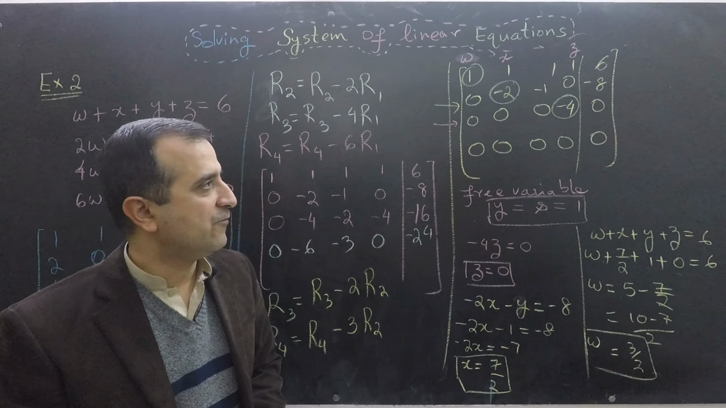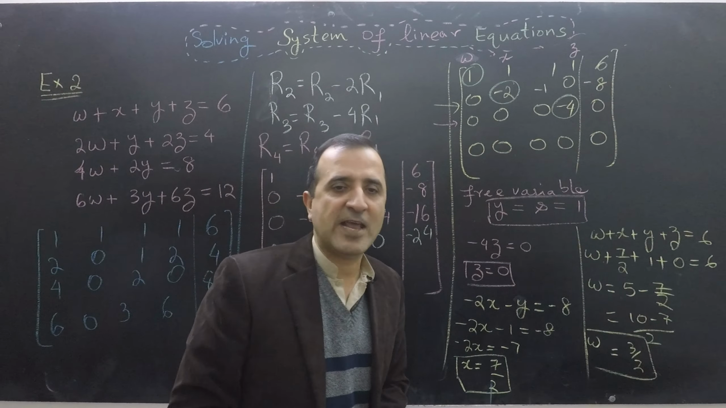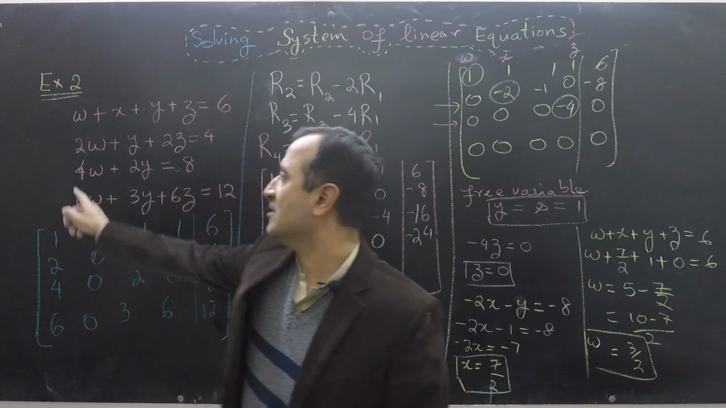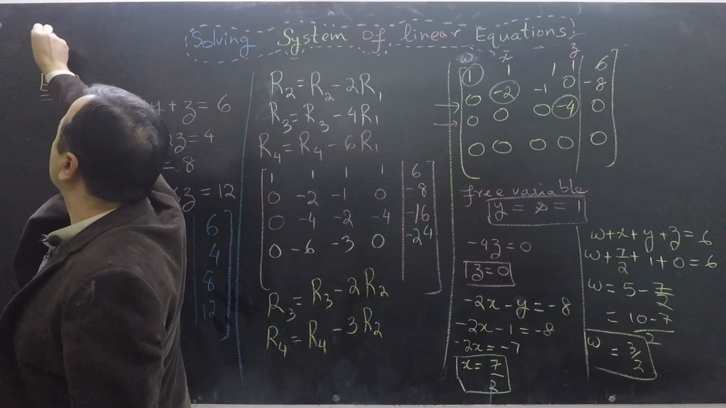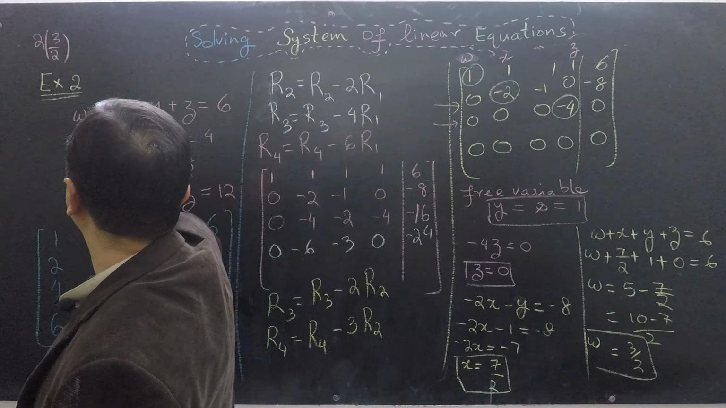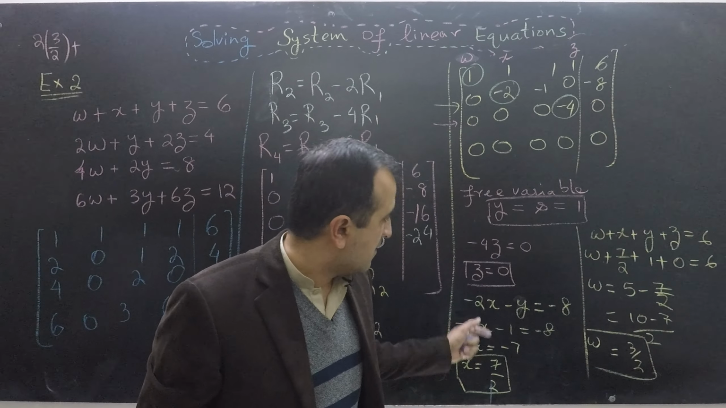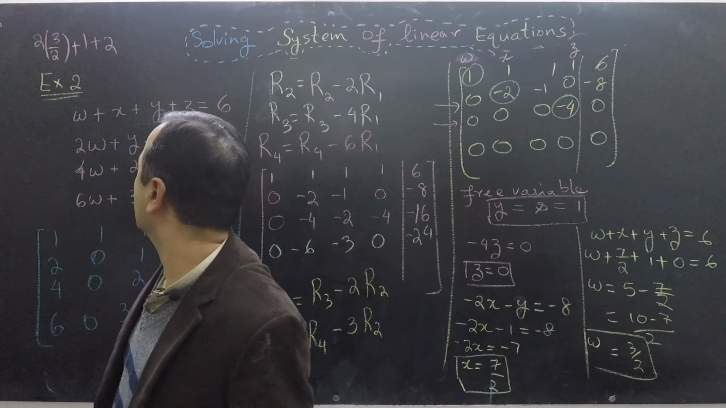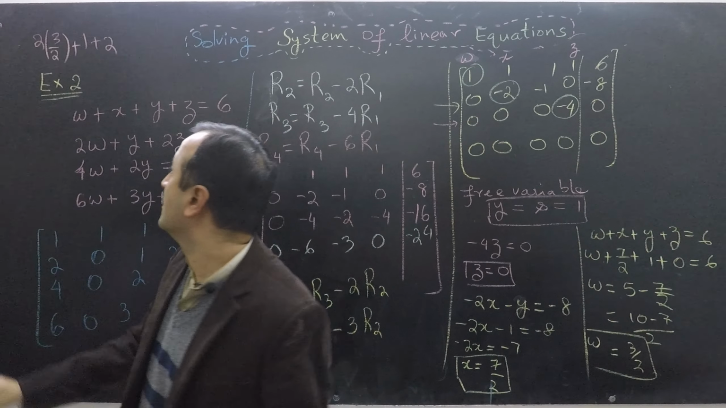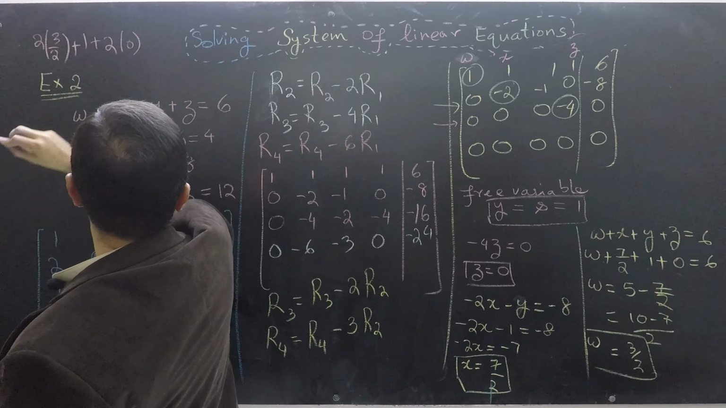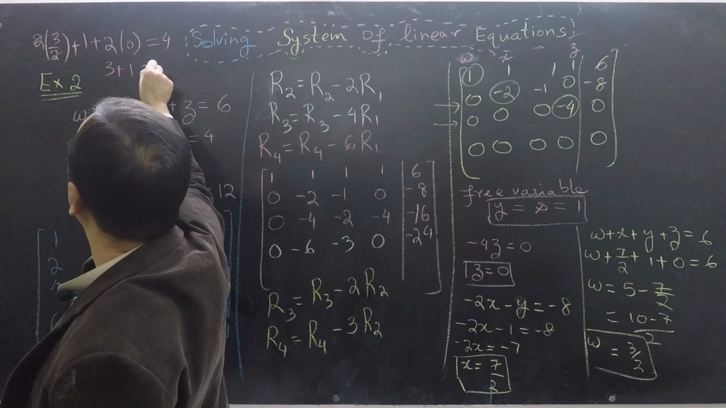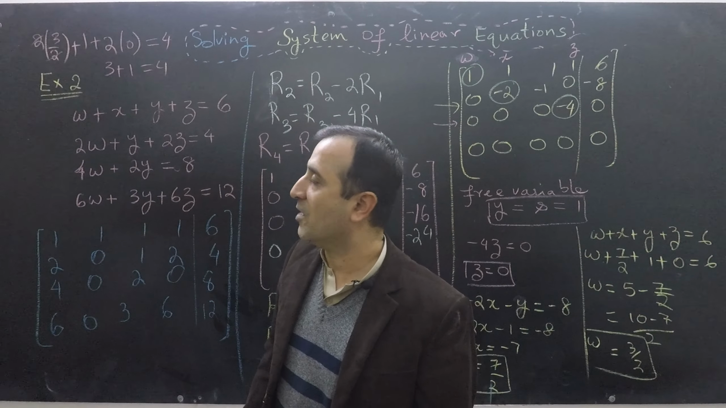So now we're going to find out if our solution is correct or not. In order to verify our solution, we can take any of those equations and put in our solution. So let's use the second equation, randomly selected. The second equation is 2w, and w is 3 over 2, so we get 2 times 3 over 2, plus y, which is 1, plus 2 times z. z is 0, so it does not make any difference. It must be equal to 4. Because this cancels out, we get 3 plus 1 must be equal to 4, and yes, they are equal. This equation is satisfied, so our answer is correct.